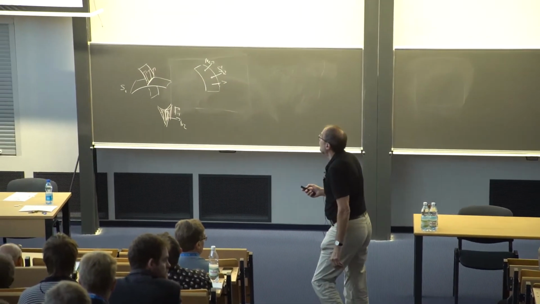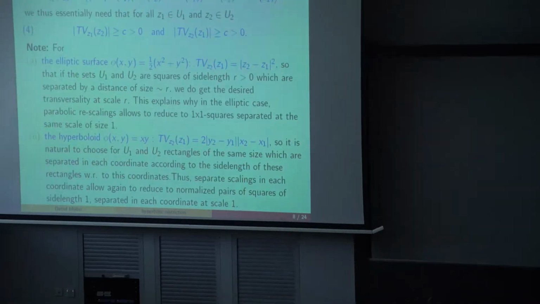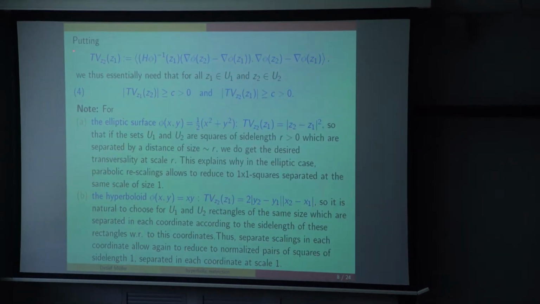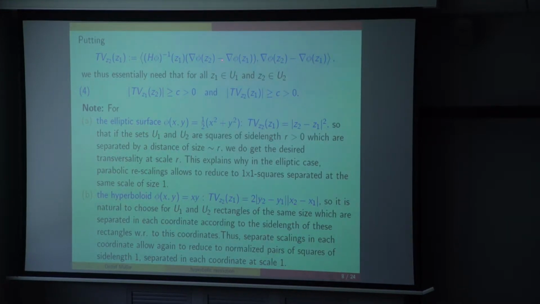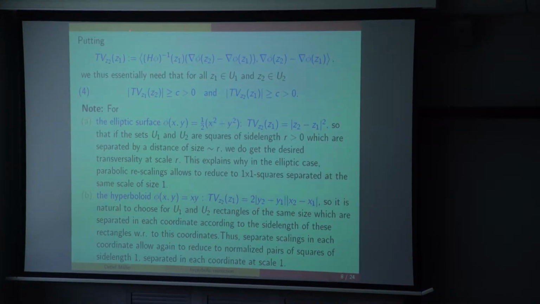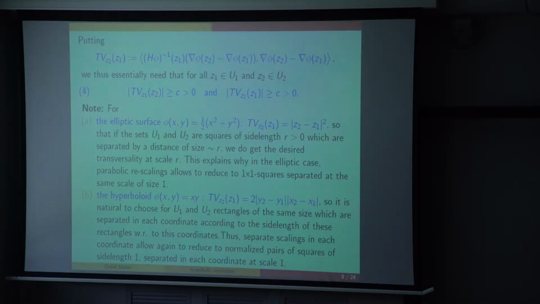Now let's look at the corresponding quantity. Let's introduce the notion TV_{Z1}(Z2), and TV_{Z2}(Z1) is this quantity where the point is at Z1. Morally, what we really need is that the two quantities TV_{Z1}(Z2) and TV_{Z2}(Z1) are bounded from below for all points Z1 in U1 and Z2 in U2. That is what this condition means.